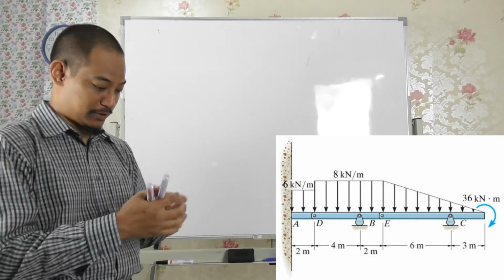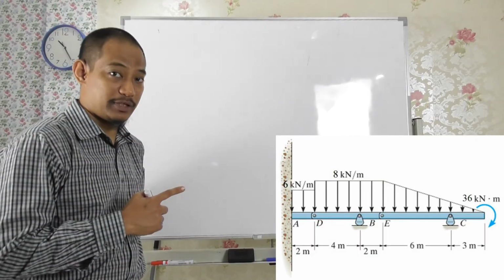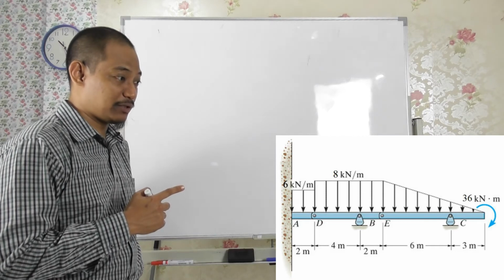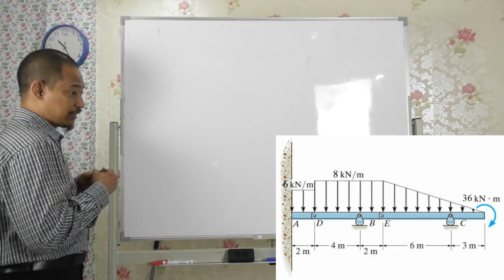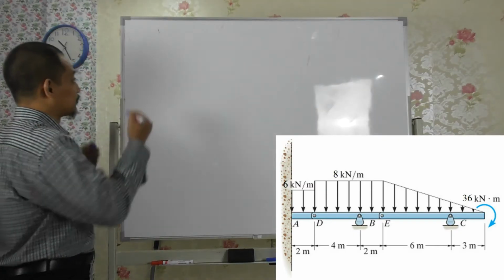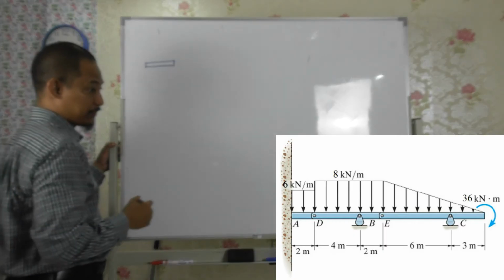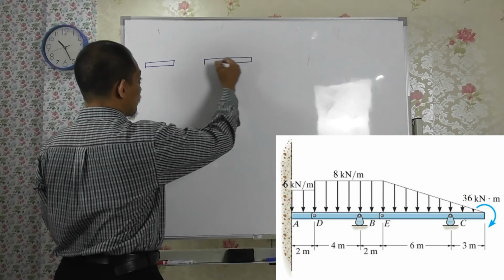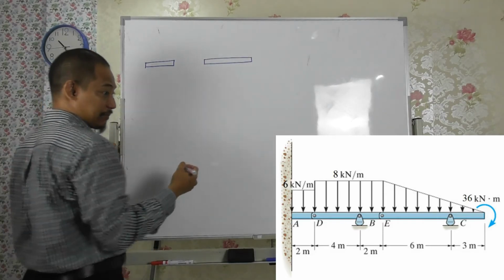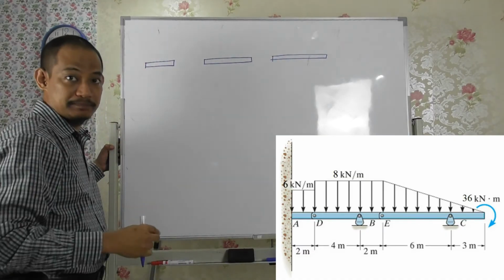Yeah, so let's do it. The first step is to draw the free body diagram. In this case, you have to combine it with the understanding of distributed loading. So we have 3 members: member AD, member DBE, and member EC, something like that.